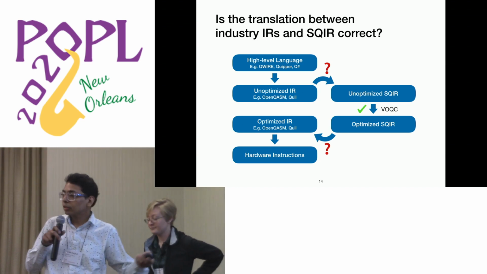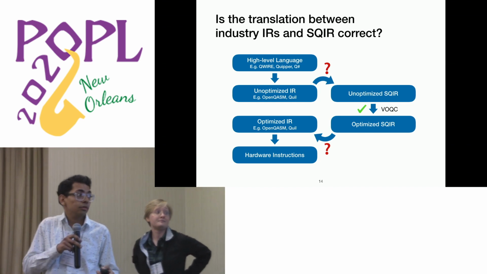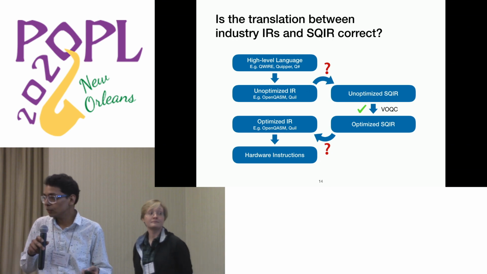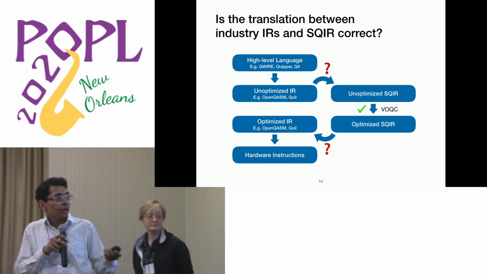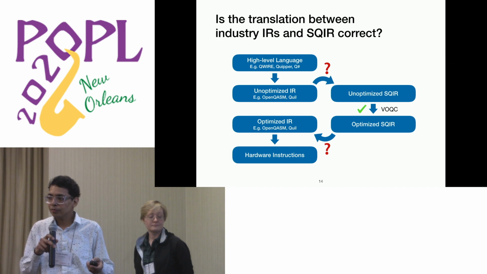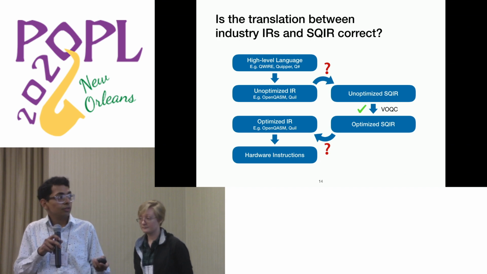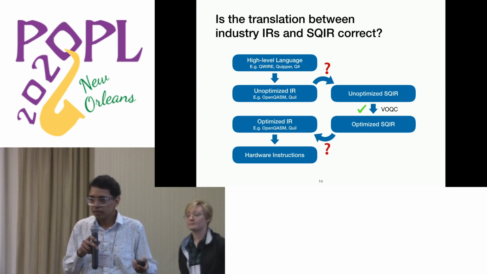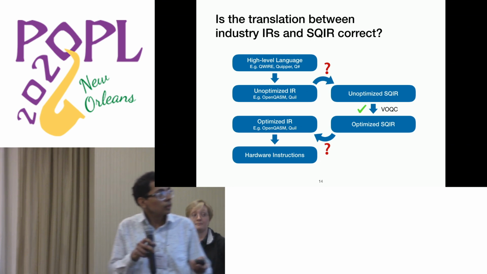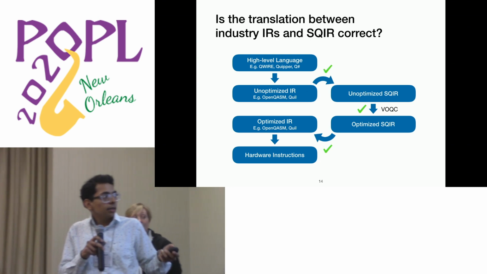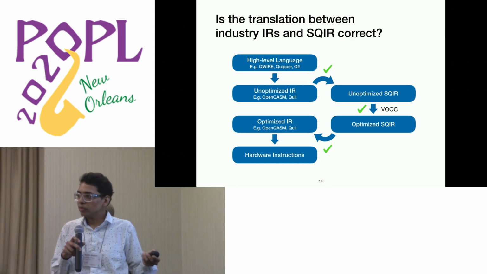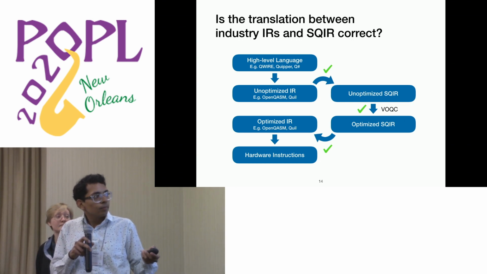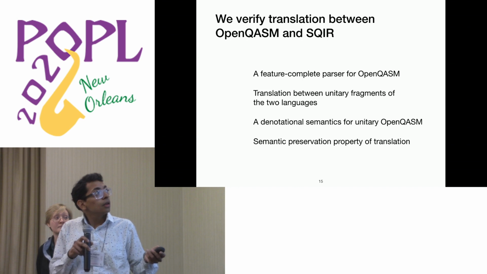So Kesha talked about how we would like to have a verified compilation toolchain for quantum computing as well. And we saw how one component of this toolchain is verified, which is VOQC. But what about the translation between industry IR, such as OpenQASM, and SOIR? So ideally, we would like that translation to be verified as well. So we decided to solve this problem.